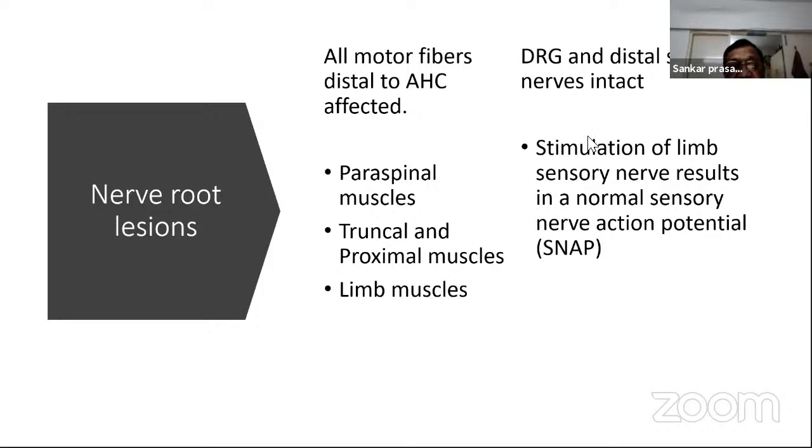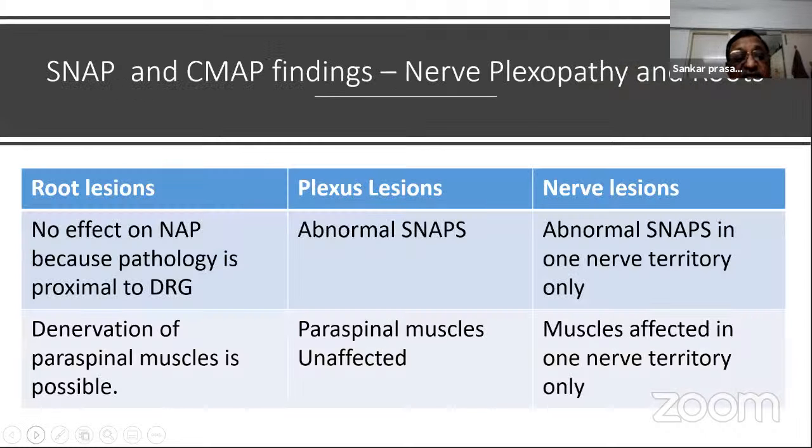So in this case, stimulation of the limb sensory nerve results in a normal SNAP. So that's an important aspect. So sensory nerve action potential elicitation is very, very important. So let us see what are the patterns of root lesions. They have no effect on SNAPs because the pathology is proximal to the dorsal root ganglion.